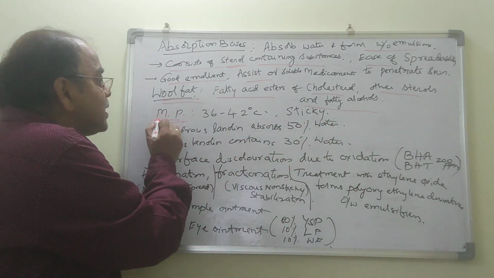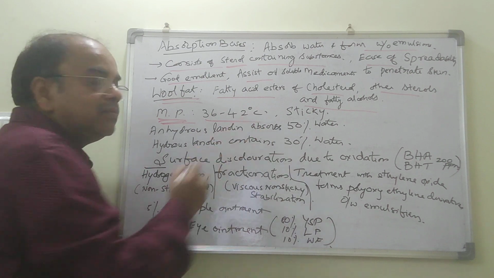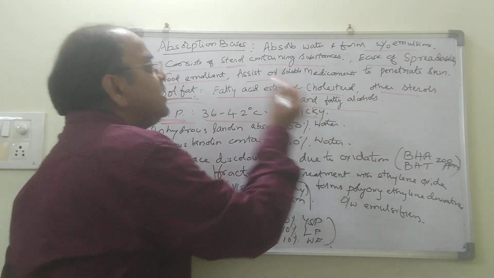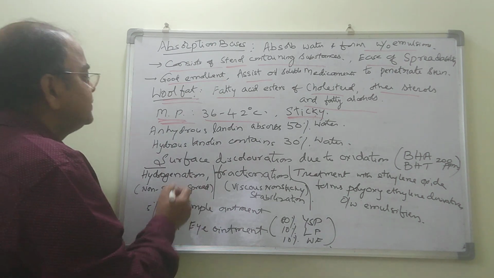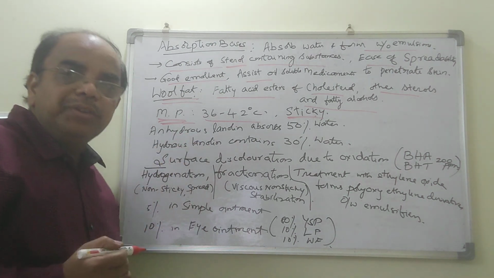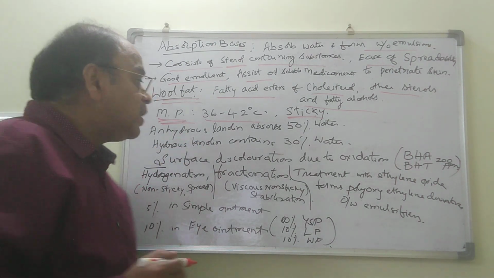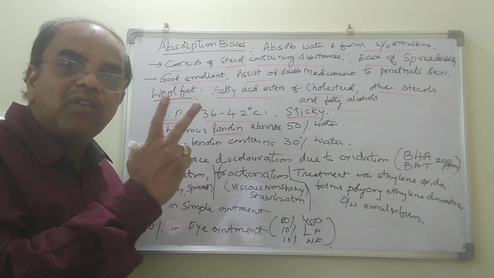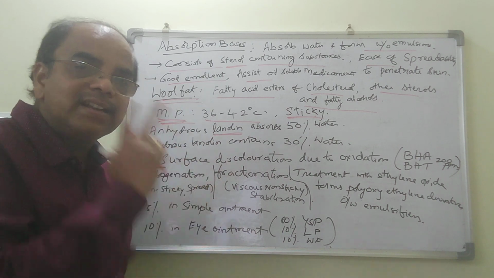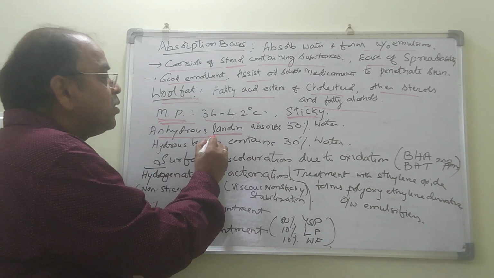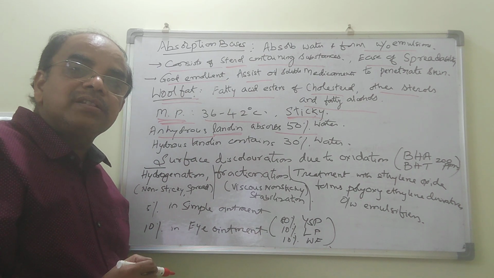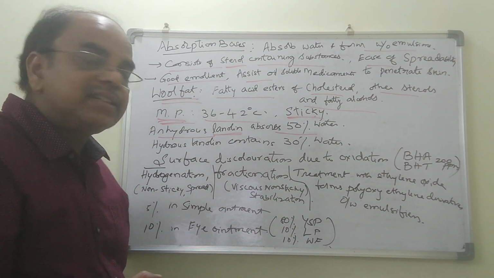And the melting point of the wool fat is 36 to 42 degrees centigrade. It is comparatively sticky. And as I told you, wool fat is otherwise called lanolin, available in two forms, hydrous and anhydrous. Anhydrous lanolin absorbs water or any aqueous preparation up to 50%.